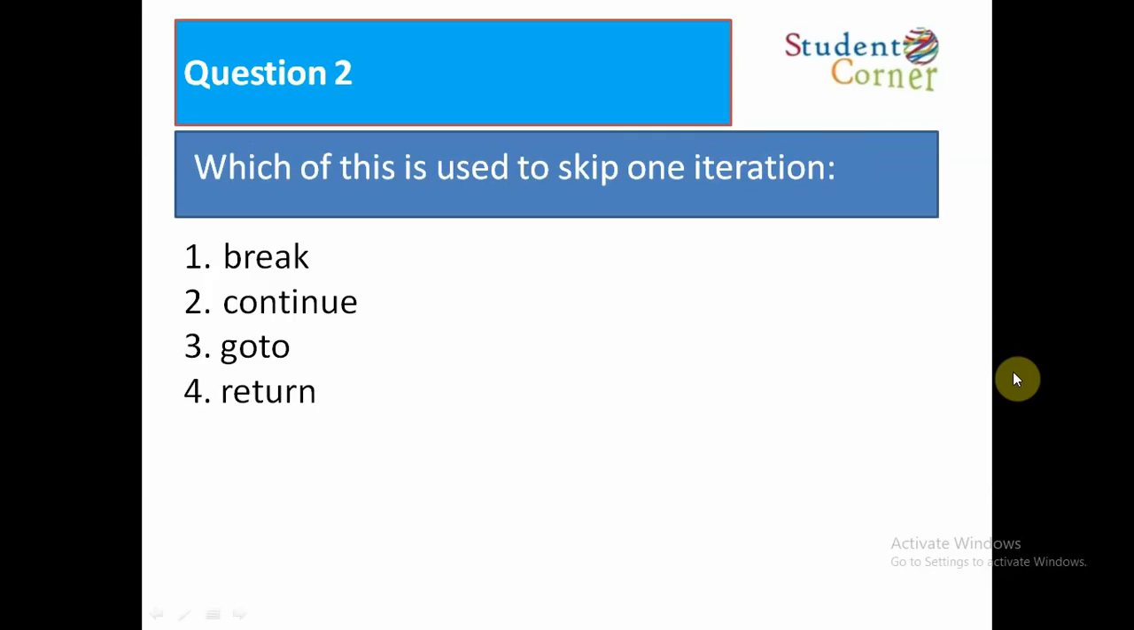Question number 2, which of this is used to skip one iteration? Option 1, break. Option 2, continue. Option 3, goto. Option 4, return statement. So the answer is continue. Break terminates the block of the statement. Continue skips iterations. Goto is similar to a loop control structure. Return function will return a value. So the answer is continue.